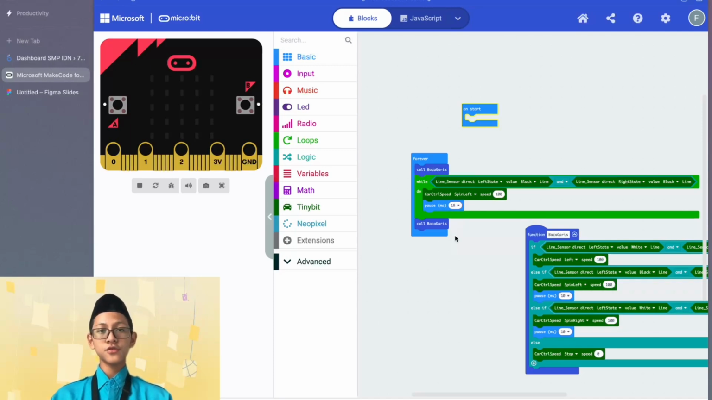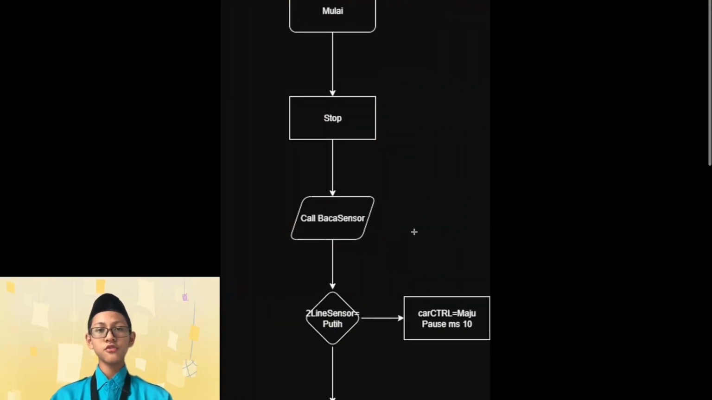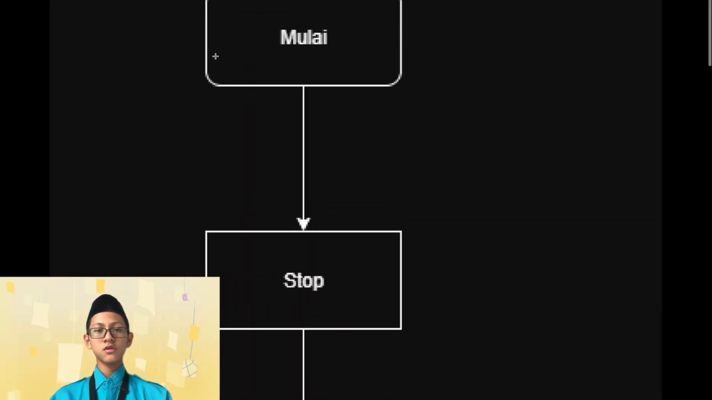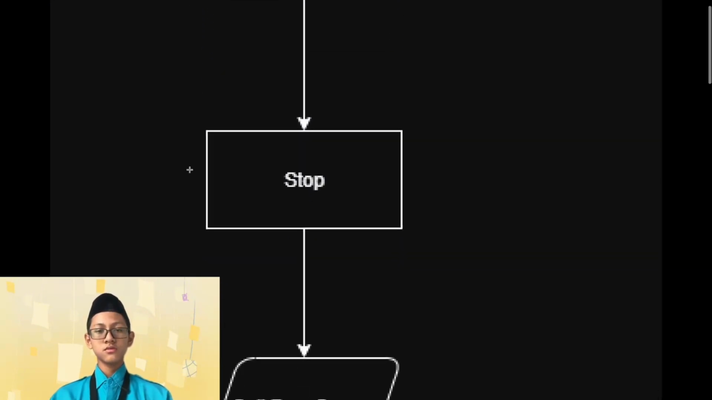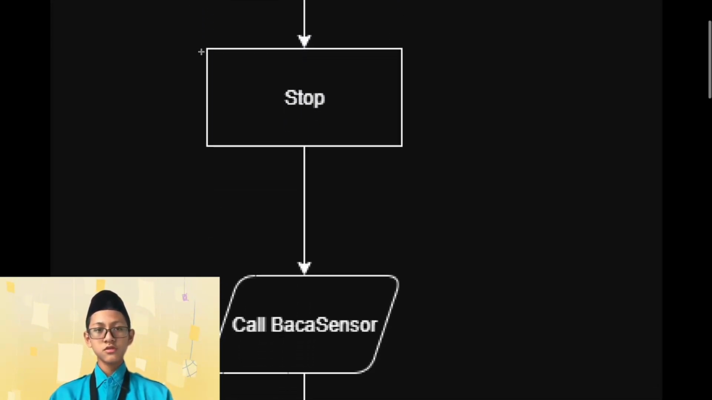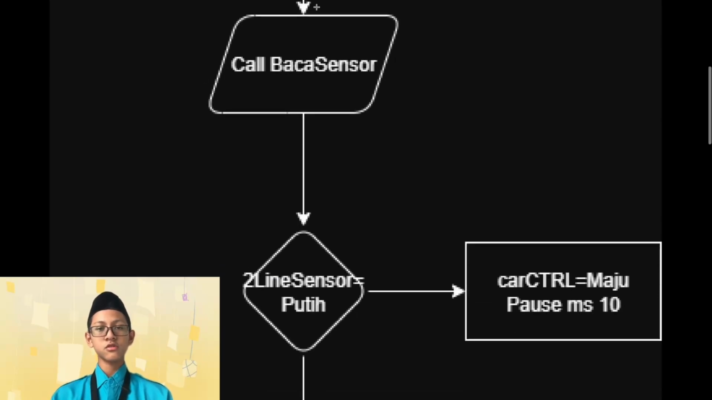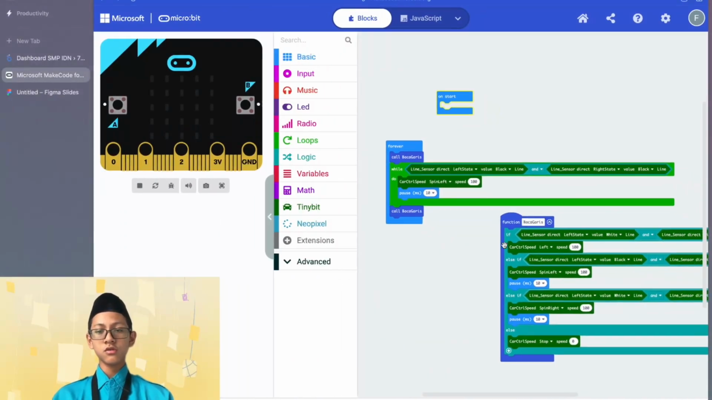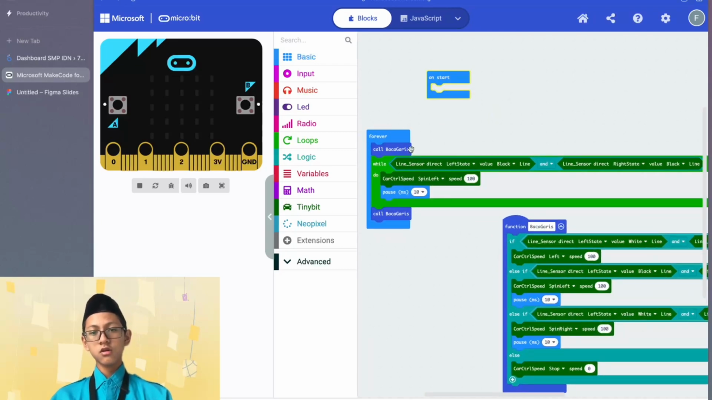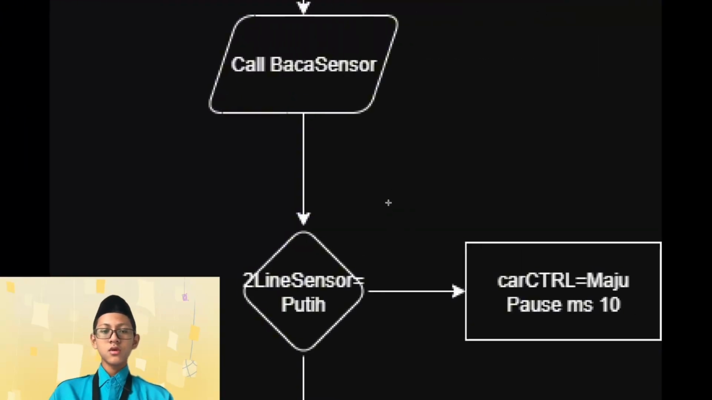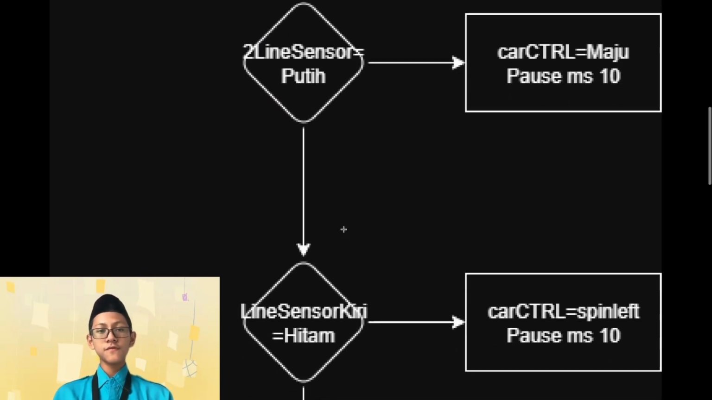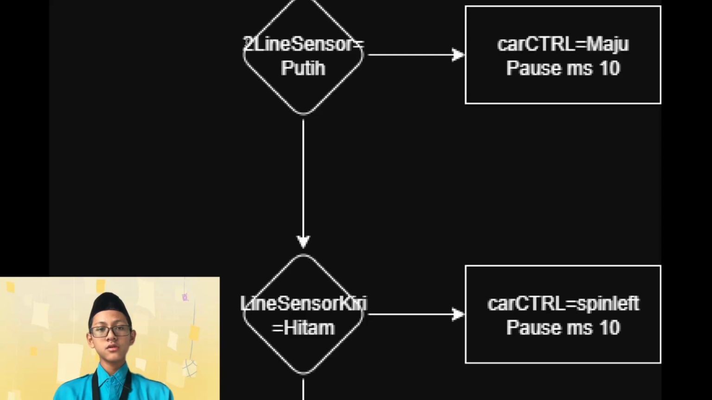So now we're gonna move to the flowchart. This is the flowchart. This is the start, and then there's stop. Here's the first one, which is call baca sensor. Like the previous code, it's gonna call this function, and then if both of the line sensors detect white, the car control will move forward and pause for 10 milliseconds.